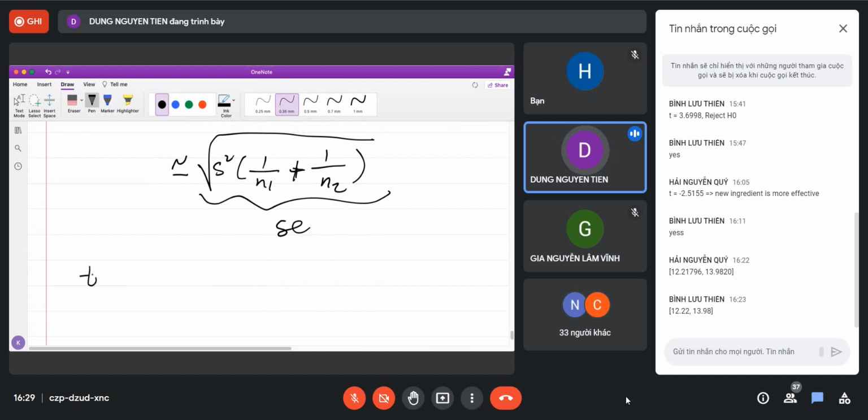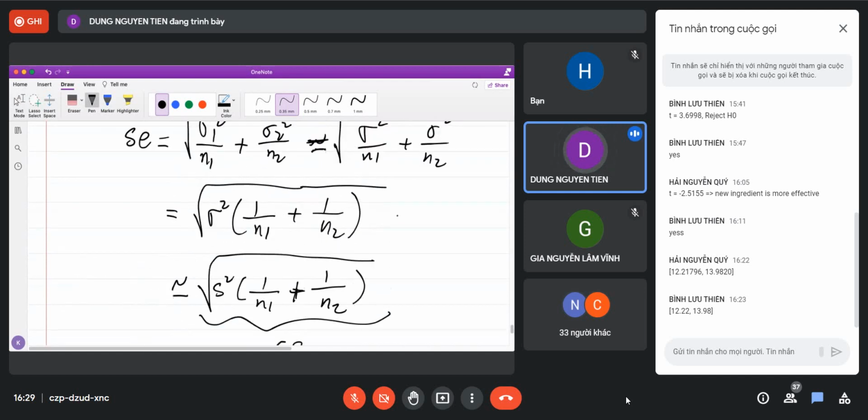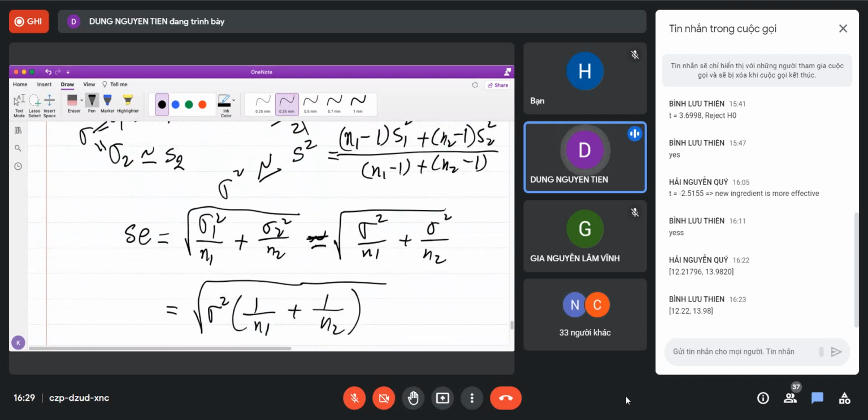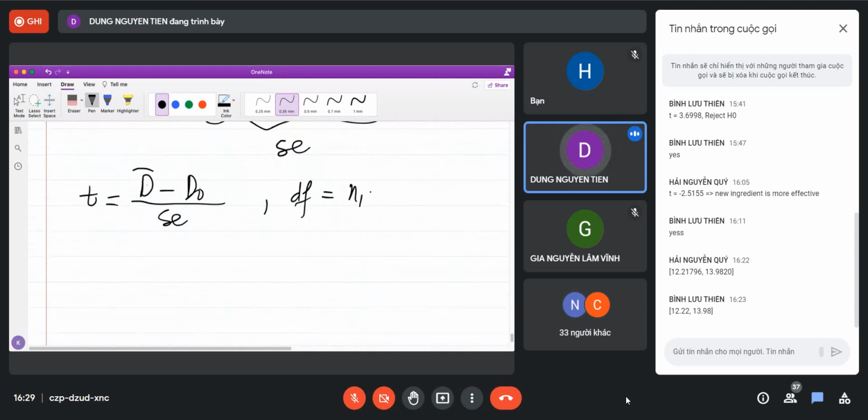Now get back to the statistic. T is the average value minus the right hand side, the 0, divided by the standard error, right? And if you use the t distribution, you need to know the degree of freedom. What is that degree of freedom? The degree of freedom in this case is simply n1 minus 1 plus n2 minus 1, or let's say n1 plus n2 minus 2. Okay, that is the degree of freedom.